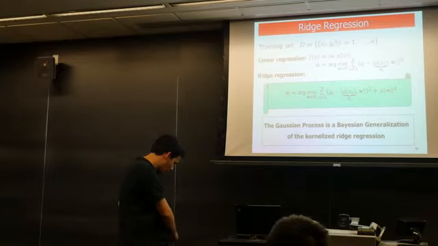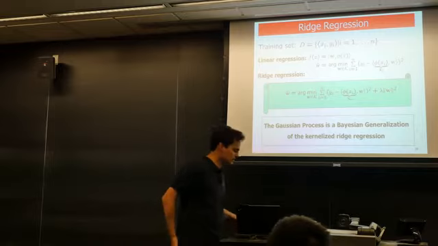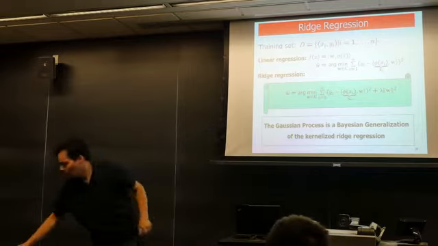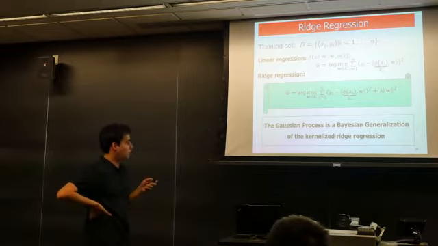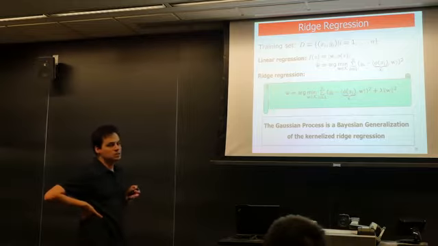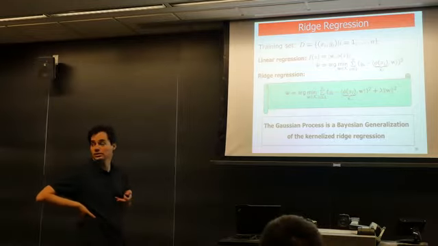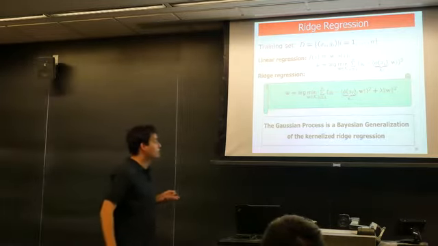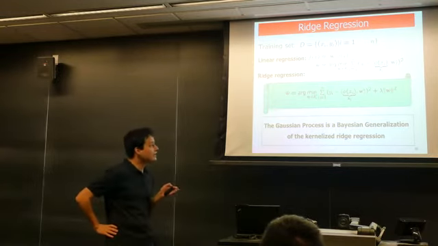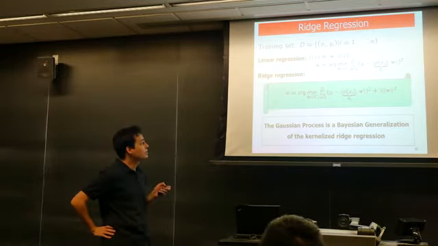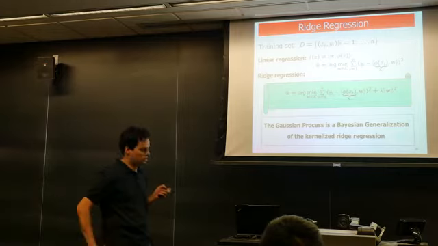We want to use our data to update the parameters of the Gaussian process. And we will try to achieve this goal with kernelized linear ridge regression.